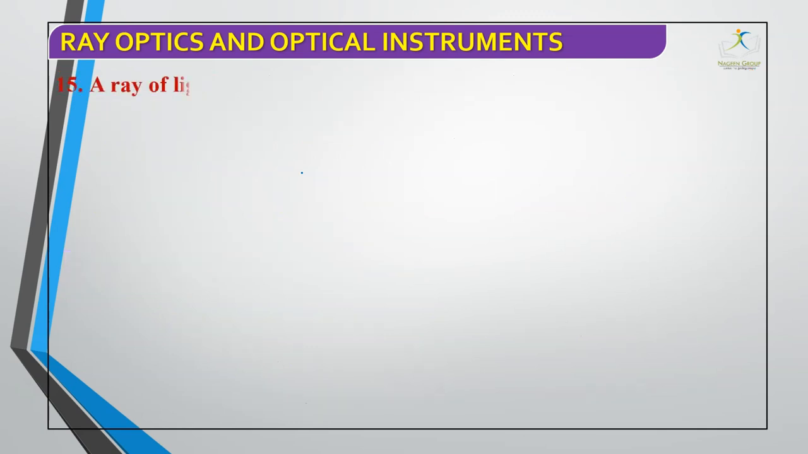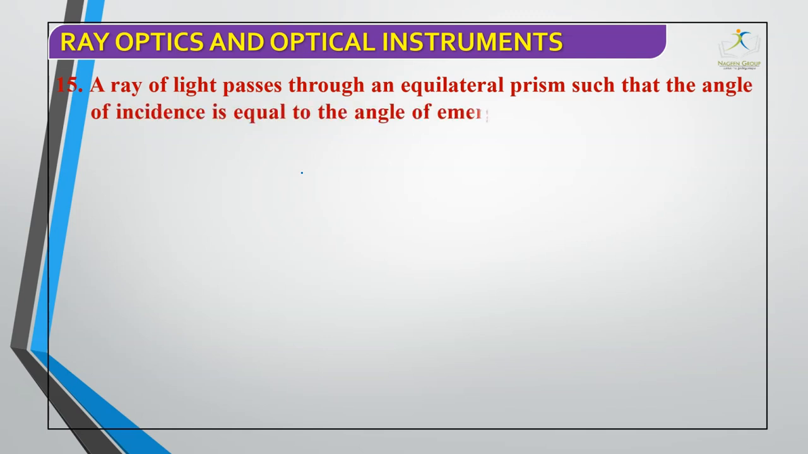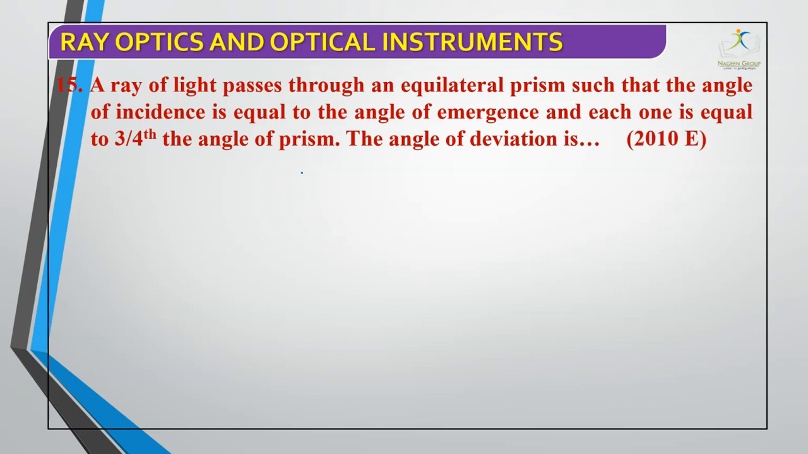Now moving on to the 15th question. A ray of light passes through an equilateral prism such that the angle of incidence is equal to the angle of emergence, and each one is equal to 3/4 the angle of the prism. The angle of deviation is: 45 degrees, 39 degrees, 20 degrees, 30 degrees.